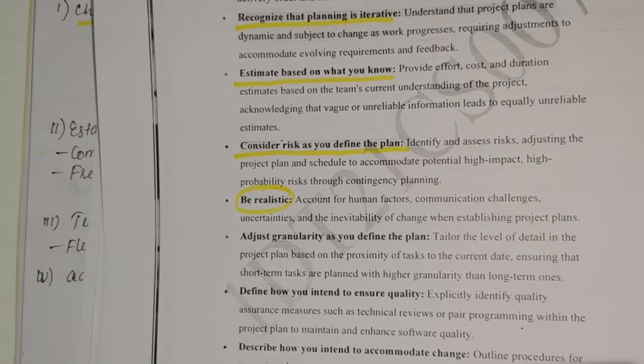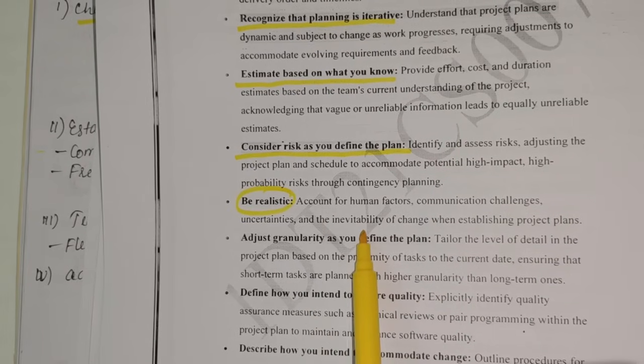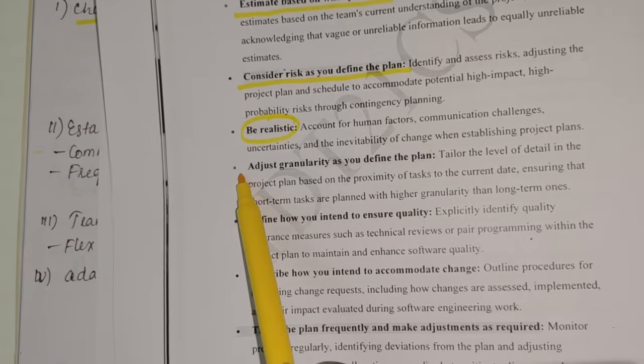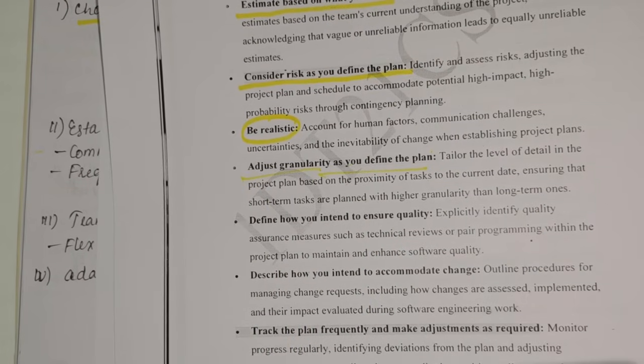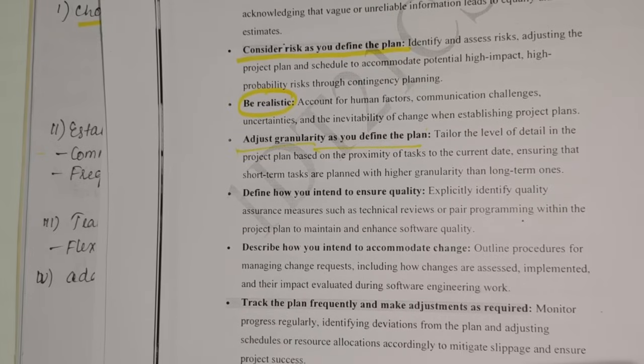Then we should be realistic, that is, account for human factors, communication challenges, uncertainties, and the inevitability of change when establishing project plans. Then adjust granularity as you define the plan. So even the minute changes, if the stakeholder tells us, we should make sure that those changes are incorporated in our project. Okay, and with each iteration we should make sure that the changes lead to better enhancement of the project, and ultimately the software is completed and the stakeholder requirements are met.